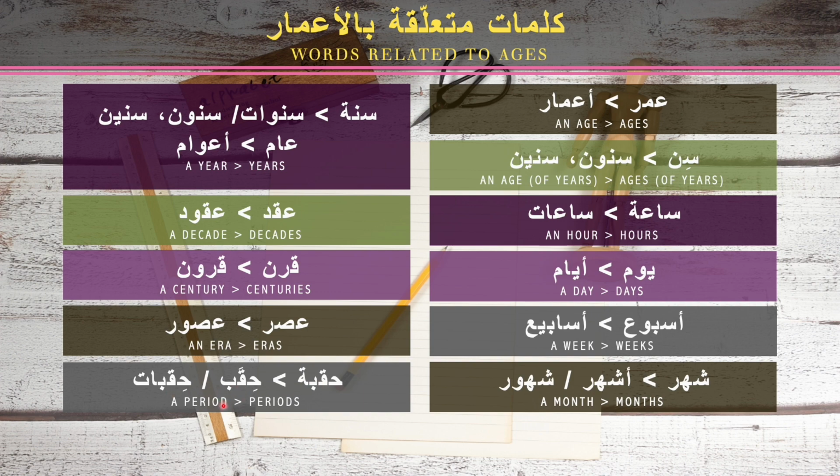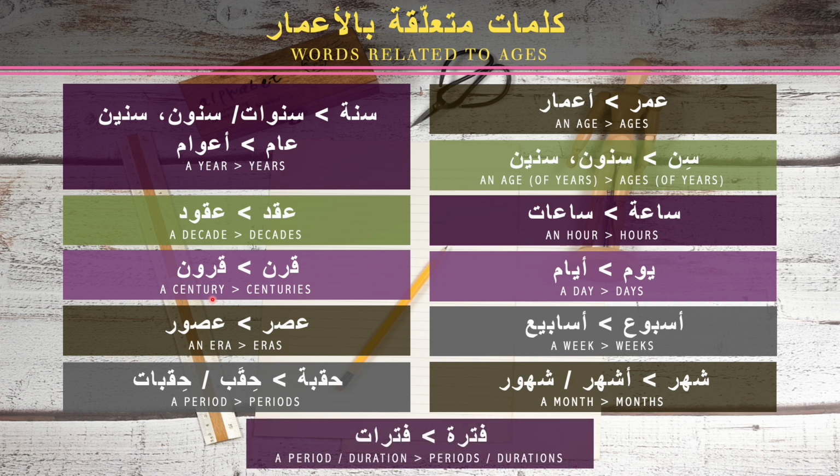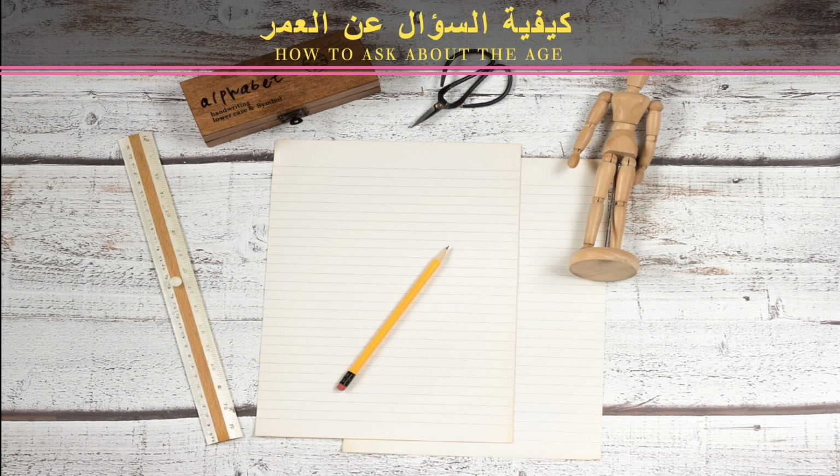حقبة as a period is a long period of time, usually like an era or more than an era, or it can be less than an era, like within a century period of time, but still a long period of time. And when a period or a duration of time, either long or short, is فترة, the plural is فترات. Okay, here let's see how we can form the question how old are you in Arabic.